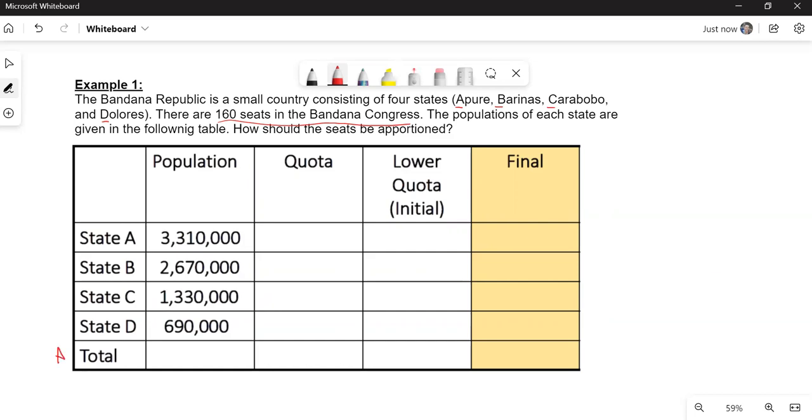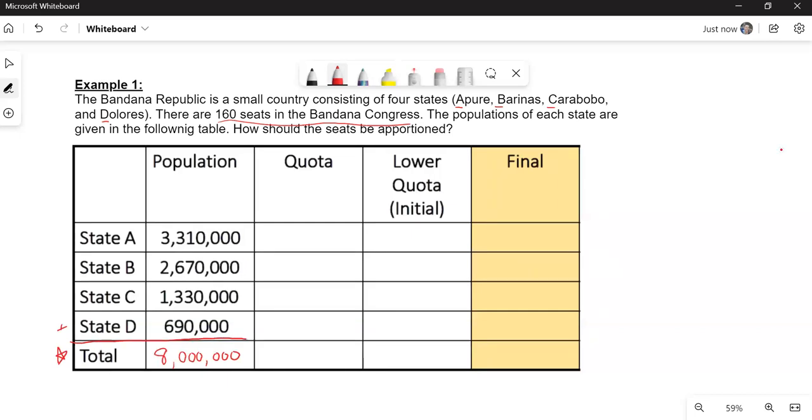So the first thing we're going to need is a total population. So I'm going to grab my calculator. It's going to take me just a moment to add these up. And if I didn't make a mistake, I believe the answer is 8 million folks. All right, 8 million. Of course, that works out really nicely. That's just summing up those 4 states right there.